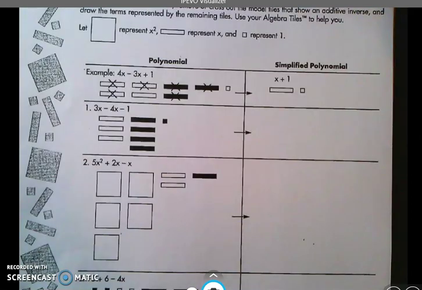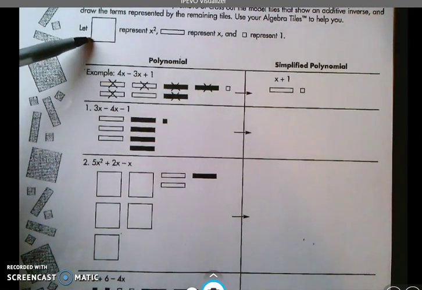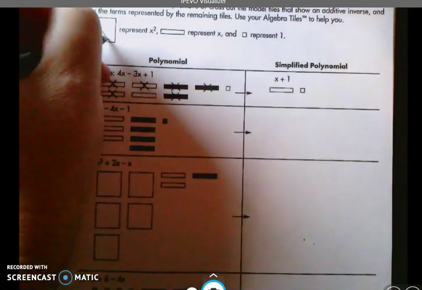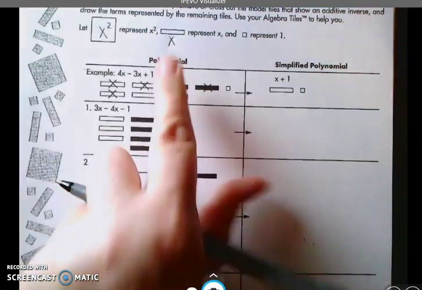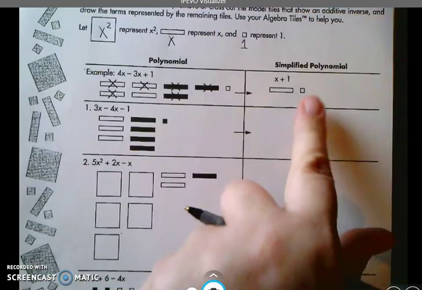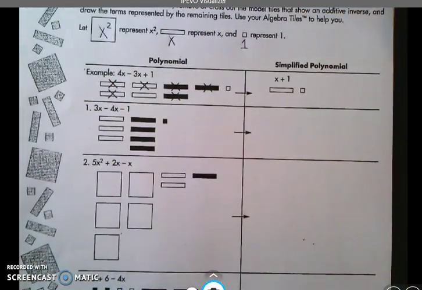Hey, welcome back. We're going to model some problems and combine things that we can. So again, we're going to use a big square. That's going to be our x squared. Our rectangle is going to be our x. And our little square is going to be our 1. So they did the first one for you with a drawing, but I want to still build it and show you how to do it.